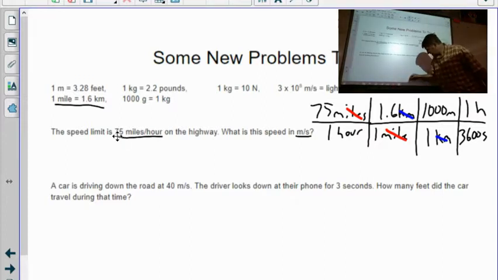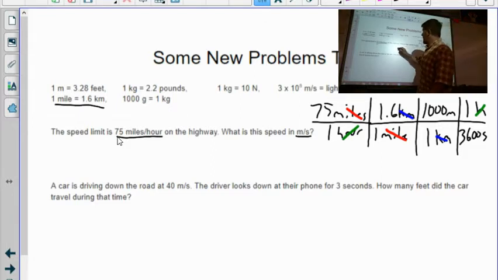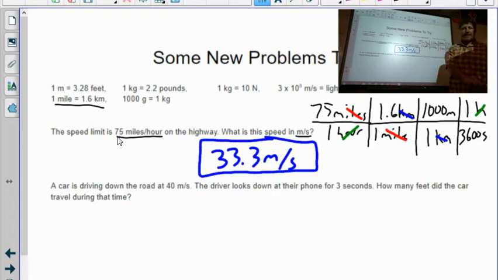I'll do a different color here. My hours here cancel out with my hours here, and I can see that my units that are left are going to be meters per second. So I just have to do the math here, and if I do that out, I come up with 33.3 meters per second, and that is my answer.